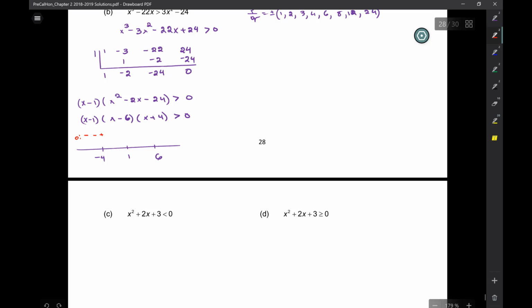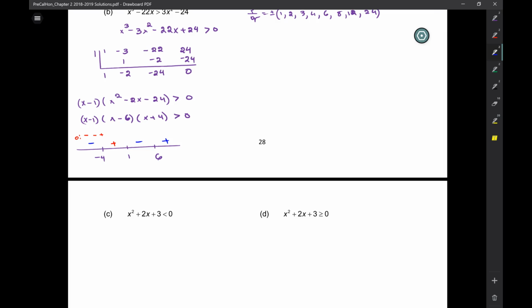Positive, right? Where is 0? Okay, so now each of these has odd multiplicity, so they're going to alternate, right? So the one to the left of it is going to be negative, and then negative here, and positive there. Okay, easy as pie, that one.